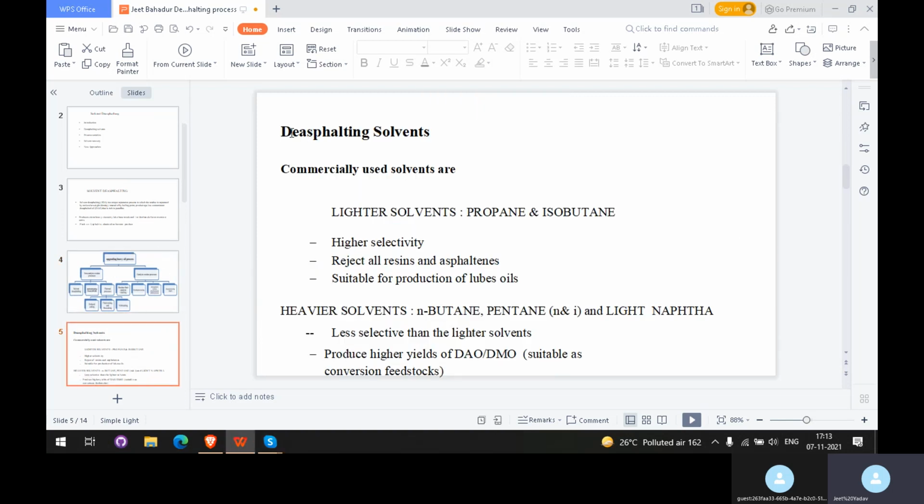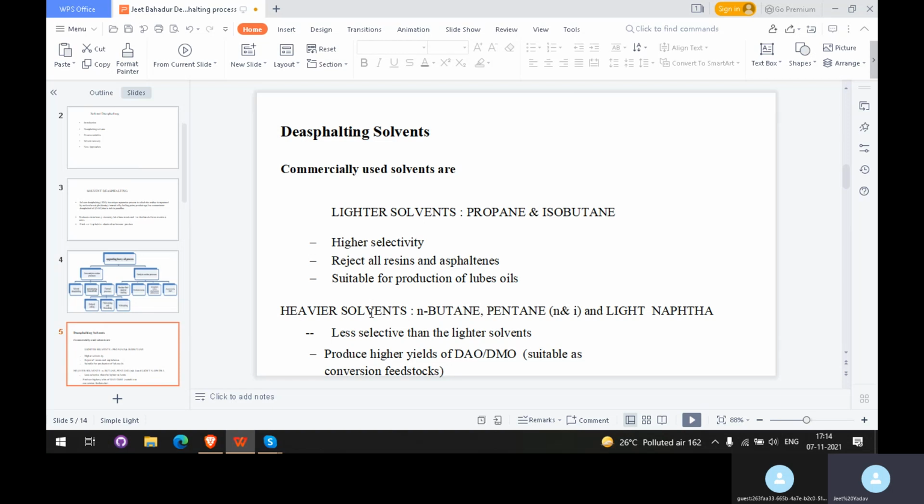So the deasphalting solvents. Now we will talk about the various solvents which are used in the deasphalting process, and these are the norms of the commercially used solvents. First we have lighter solvents, and the lighter solvents consist of propane and isobutane. So why are these used? Because they have higher selectivity and they reject all the resins and asphaltenes whenever they are used in the process, and they are suitable for the production of lubricating oils. So lighter solvents like propane and isobutane are very much necessary for the production of lube oils.